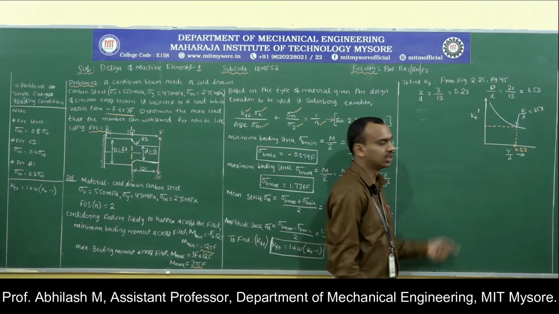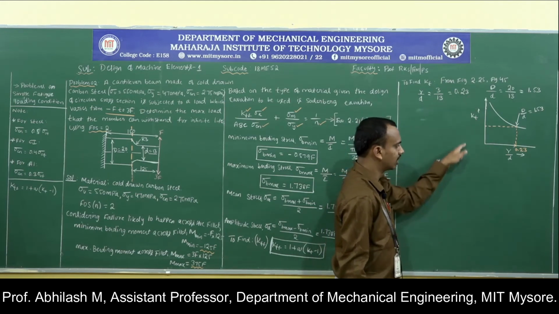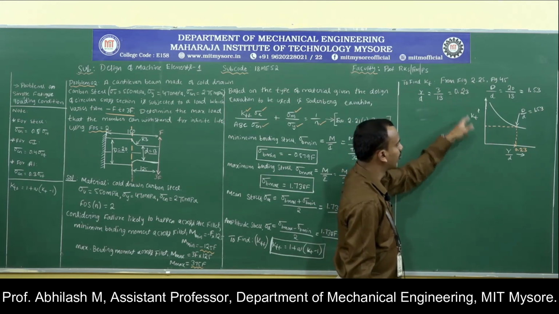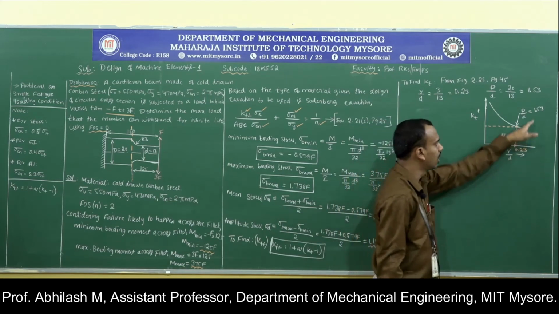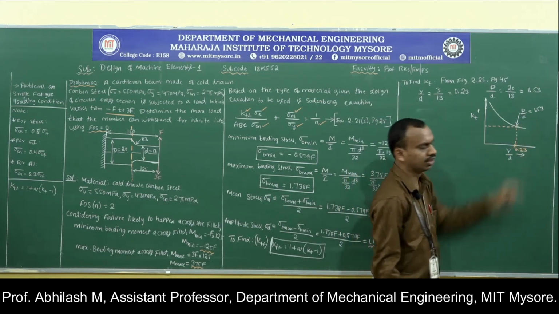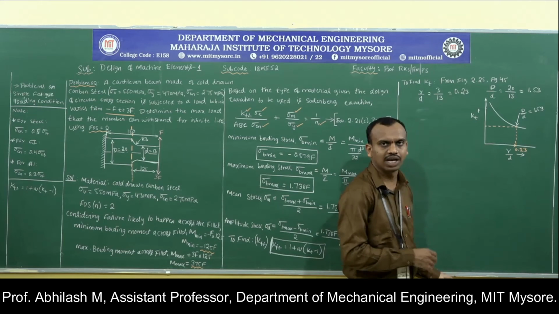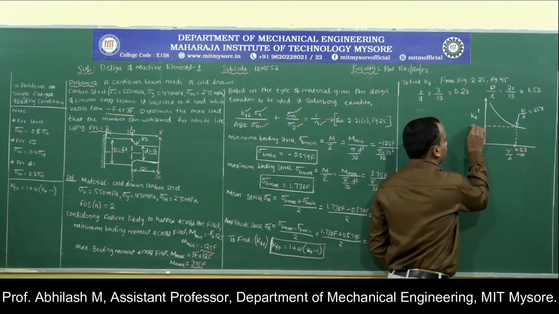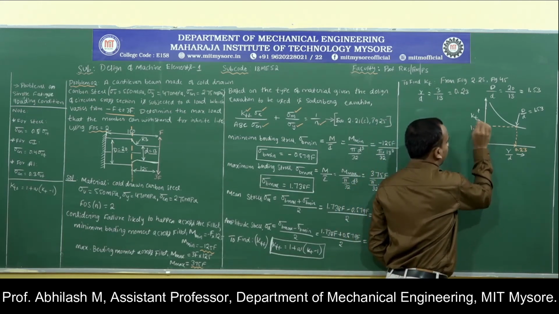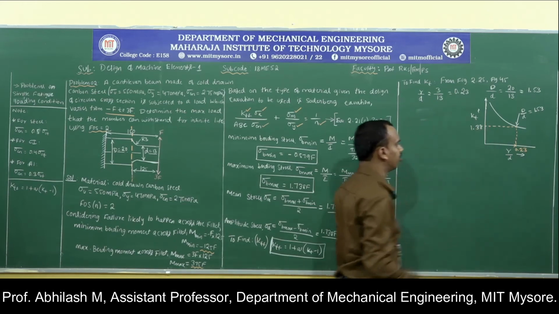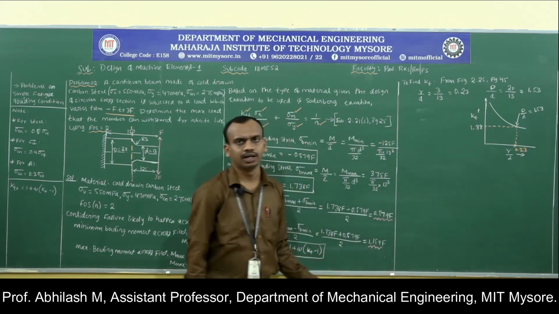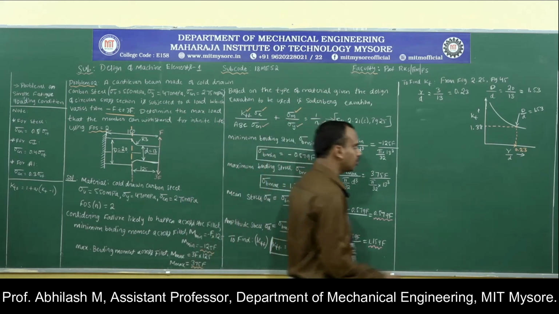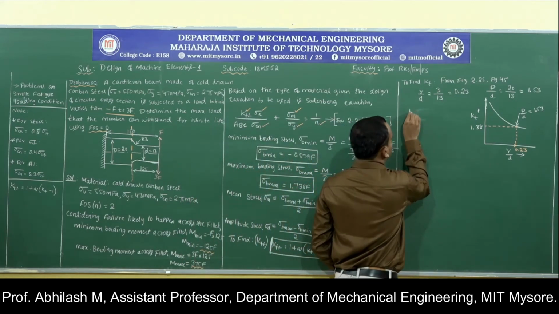is the stress concentration value, that is the Kt value. The theoretical stress concentration is given on the y-axis. So, from this figure, for the r by d ratio of 0.23 and D by d ratio of 1.53, the Kt value that we have obtained is 1.38. So, write down that value, Kt is equal to 1.38.